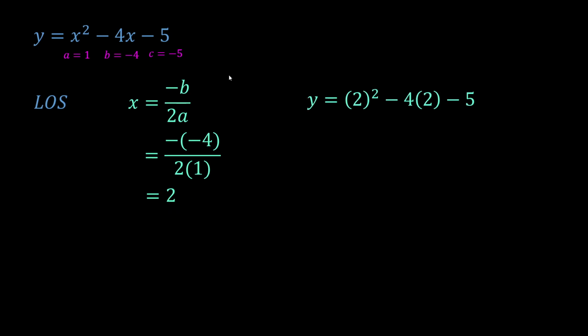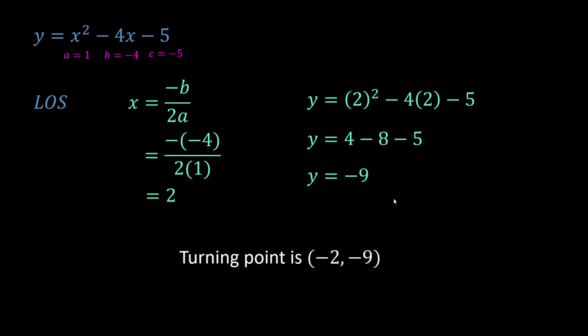Substitute that in. 2 squared, take 4 times 2, take 5. Gives us 4, take 8, take 5, which gives us negative 9. Our turning point is 2, negative 9. And now when we write our turning point form, or our completed square form, it is x plus 2, again, the opposite of the x value here, squared, and then our y coordinate, take 9.